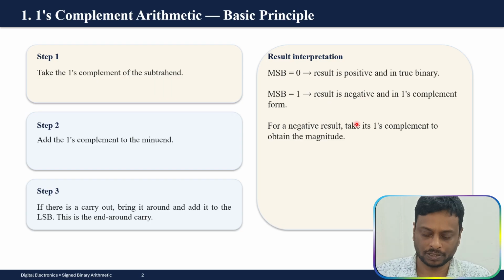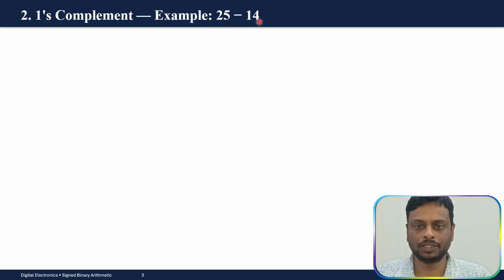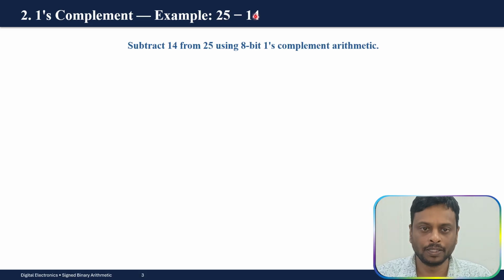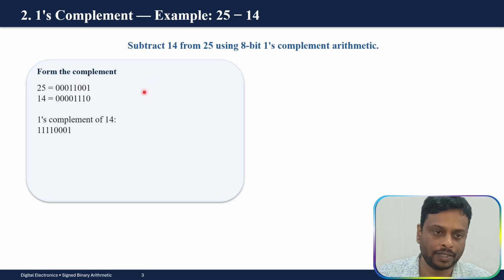Let us check with some examples. The minuend is 25 and the subtrahend is 14. Subtract 14 from 25 using 8 bit 1's complement arithmetic. First you have to find the binary of 25. This is the binary of 25.